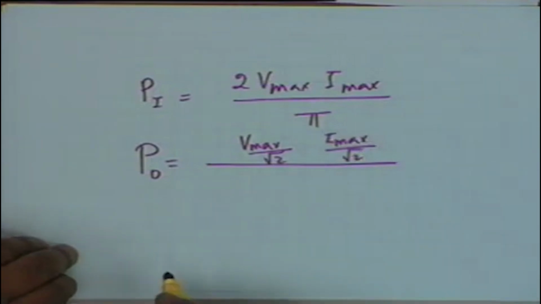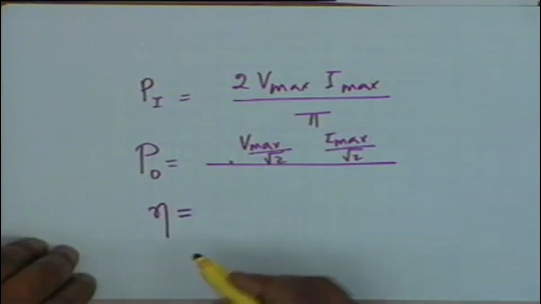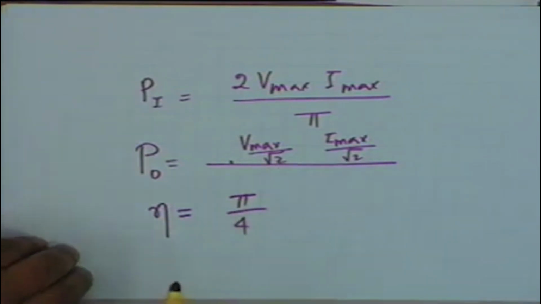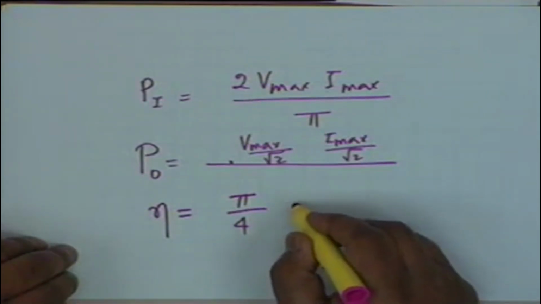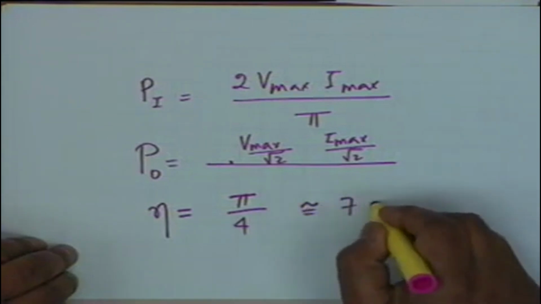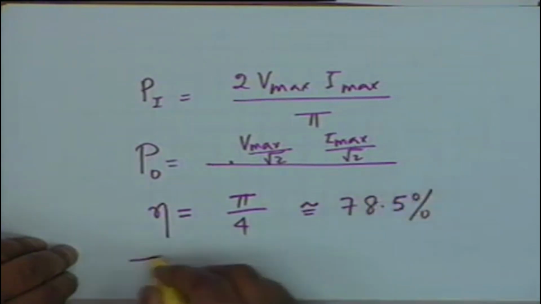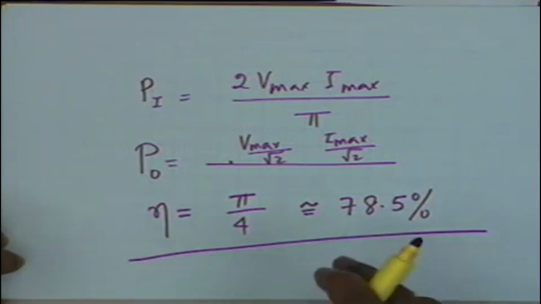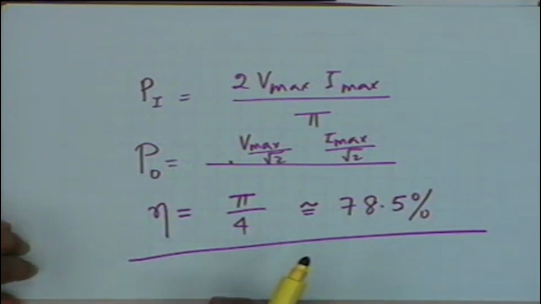This is my P0, and therefore the efficiency is, if you divide this by this, you can easily see that this is equal to pi by 4. Root 2 multiplied by root 2 is 2, and this 2 pi by 4, which is how much? Approximately 78.5%. This is the maximum efficiency that you can get from class B operation. And most of the stereo amplifiers and public address system amplifiers that you see operate under class B conditions, because the efficiency is important there.